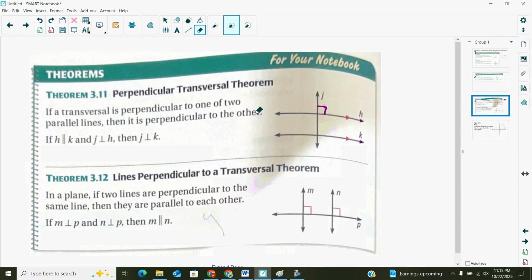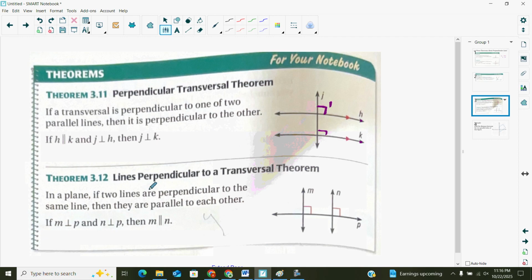So again, we're given that we have two parallel lines. We've got a transversal that cuts through them. This says if that line is perpendicular to one of the lines, well, it makes sense. If these lines are parallel, we know that our corresponding angles are congruent. So this angle, angle 1, and this angle right here, angle 2, have to be congruent. So this is going to be perpendicular to this line as well. If a transversal is perpendicular to one of two parallel lines, then it has to be perpendicular to the other one as well.